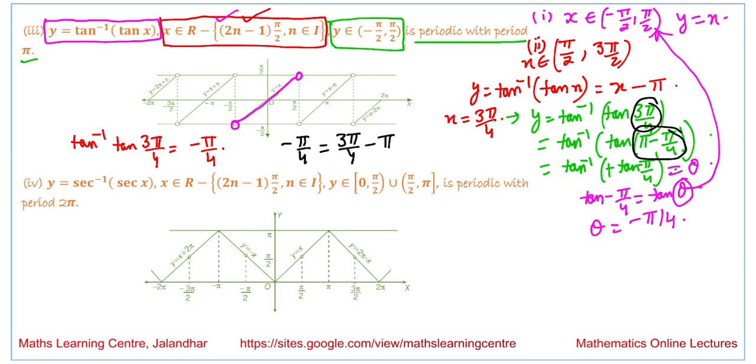So now look at this answer in general. Suppose in place of this 3 pi by 4 we have x over here, some value x over here. This answer we are obtaining over here, it is minus of pi by 4. On solving, in place of 3 pi by 4 we are writing it is x. The answer we are obtaining, it is z. That should be equal to x minus pi.